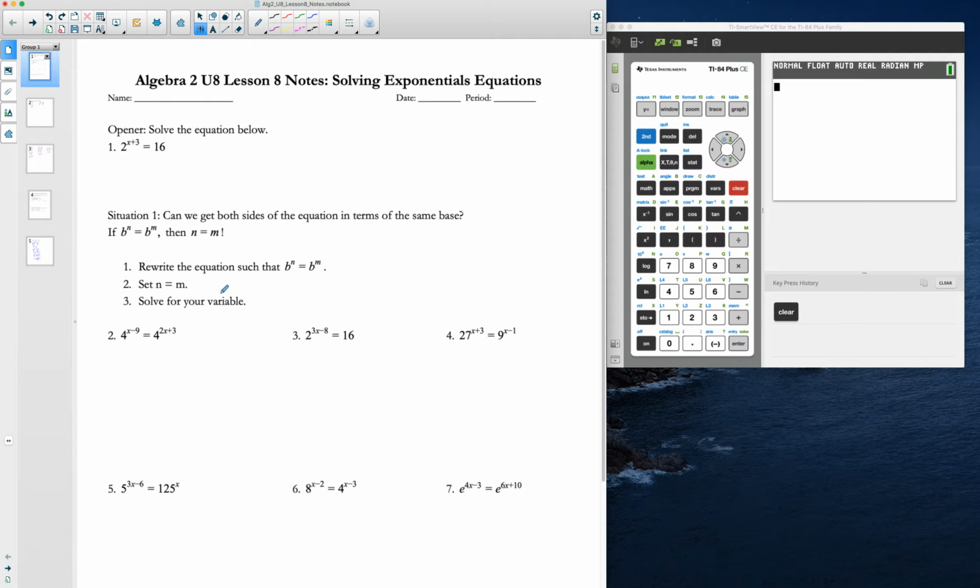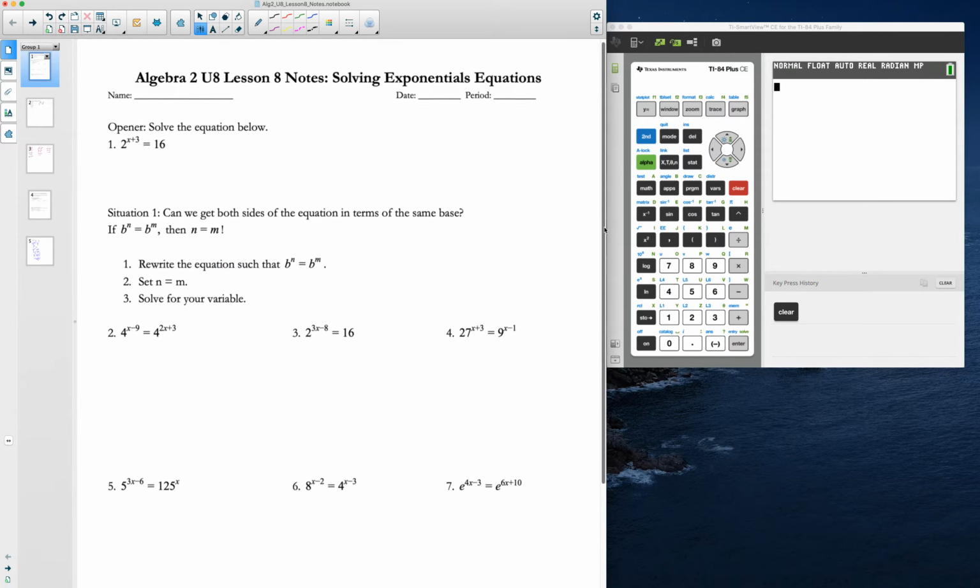So what this means is you might start with the same base on both sides. That's really simple. You might have to take one side and turn it to the base of the other side. You might have to turn both sides in terms of the same base and use some properties of exponents along the way. All right, so let's take a look at number 2 here.